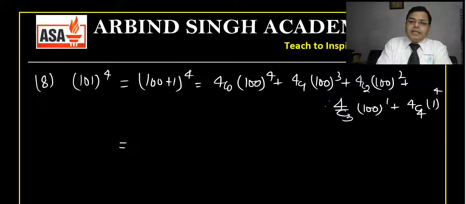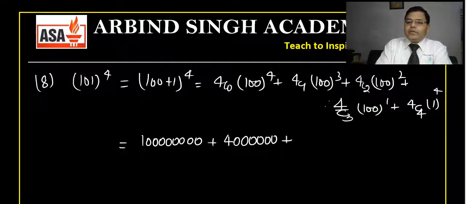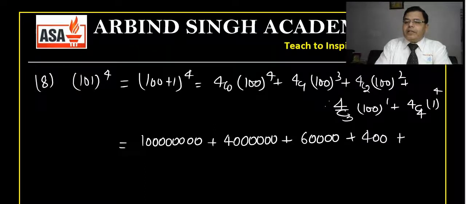So that will be nothing else, 4C0 is 1 and 100 to the power 4 is 1 followed by 8 zeros. And 4C1 is 4, 4 into 100 cubed, that is 6 zeros. 4C2 is 6, 6 into 4 zeros. And this is 4C3, that is 4 into 100 is 400. And this is 1. So if you add them, this will be 1, 0, 4, 0, 6, 0, 4, 0, 1. That will be the answer of this question.